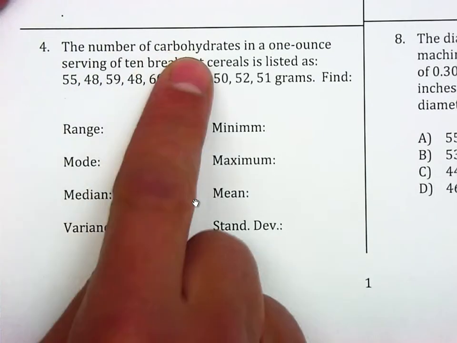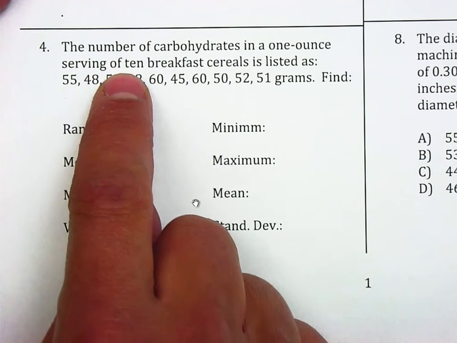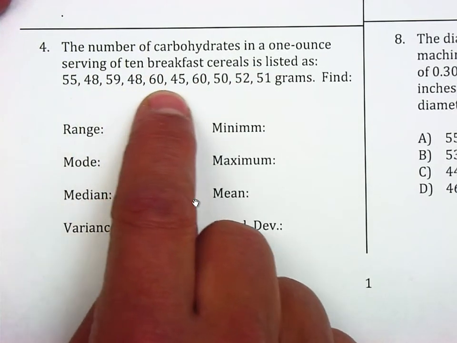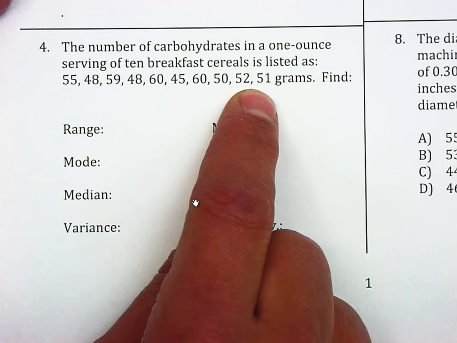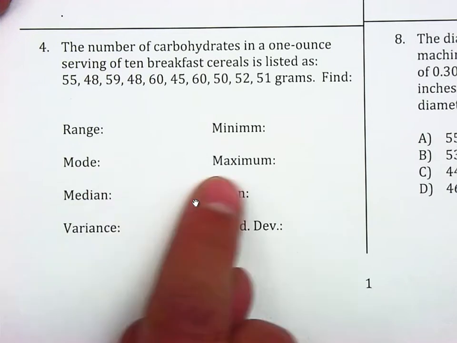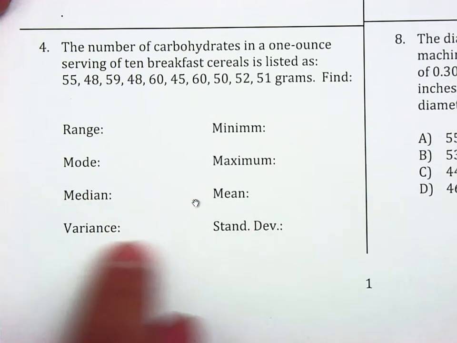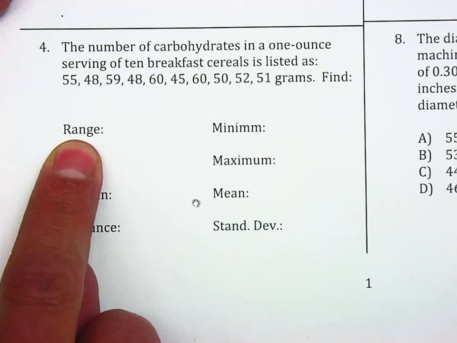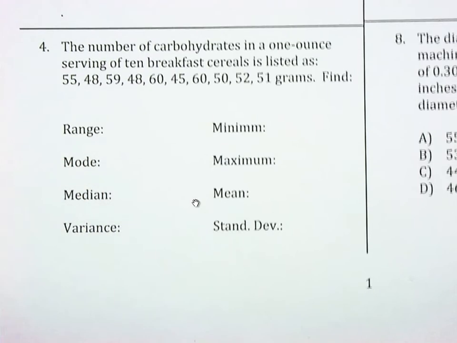The number of carbohydrates in a 1-ounce serving of 10 breakfast cereals is listed as follows, and they give you 10 numbers. Find the range, minimum, mode, maximum, median, mean, variance, standard deviation. So let's start with the range. To be able to find the range, you have to take your largest number minus your smallest one. So let's list them in order first.